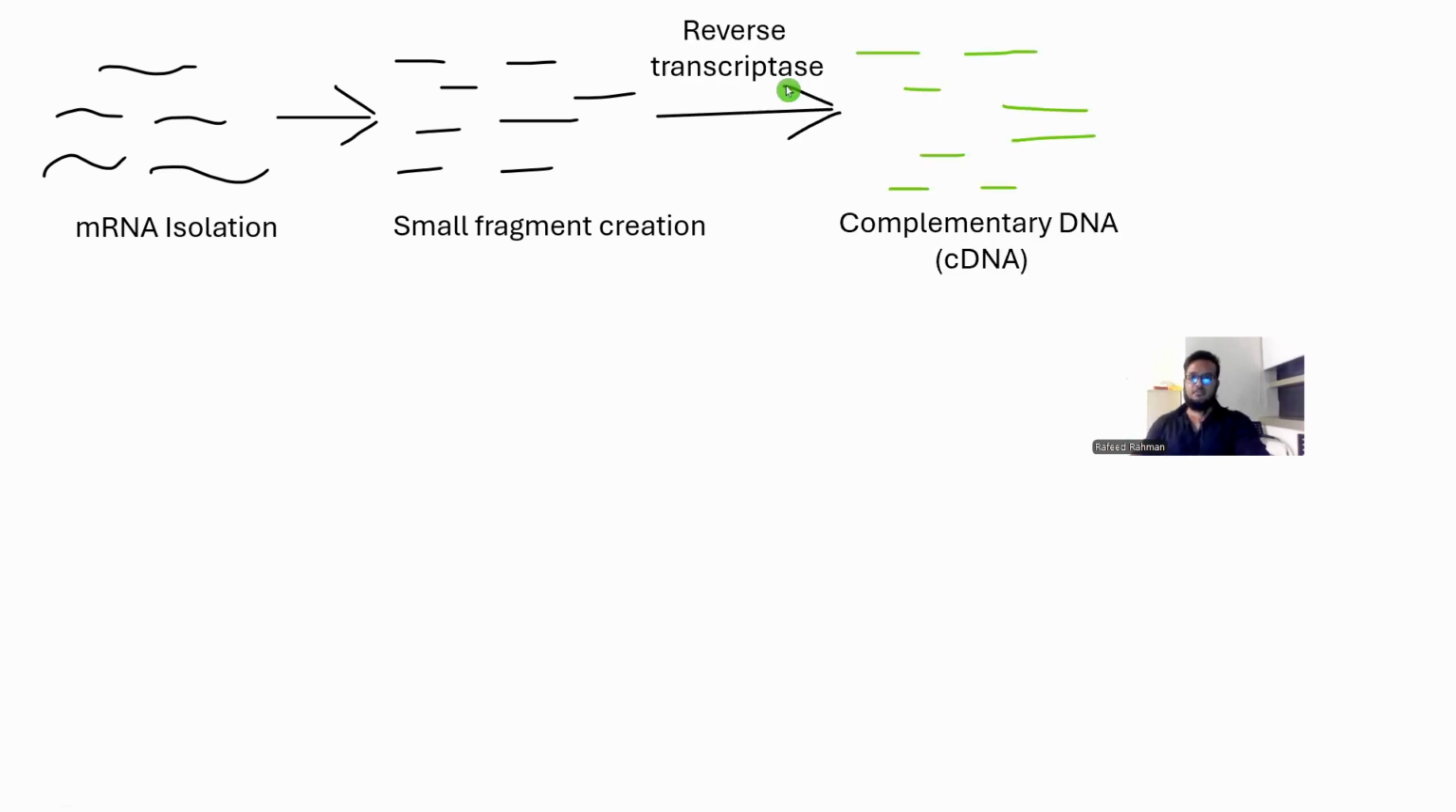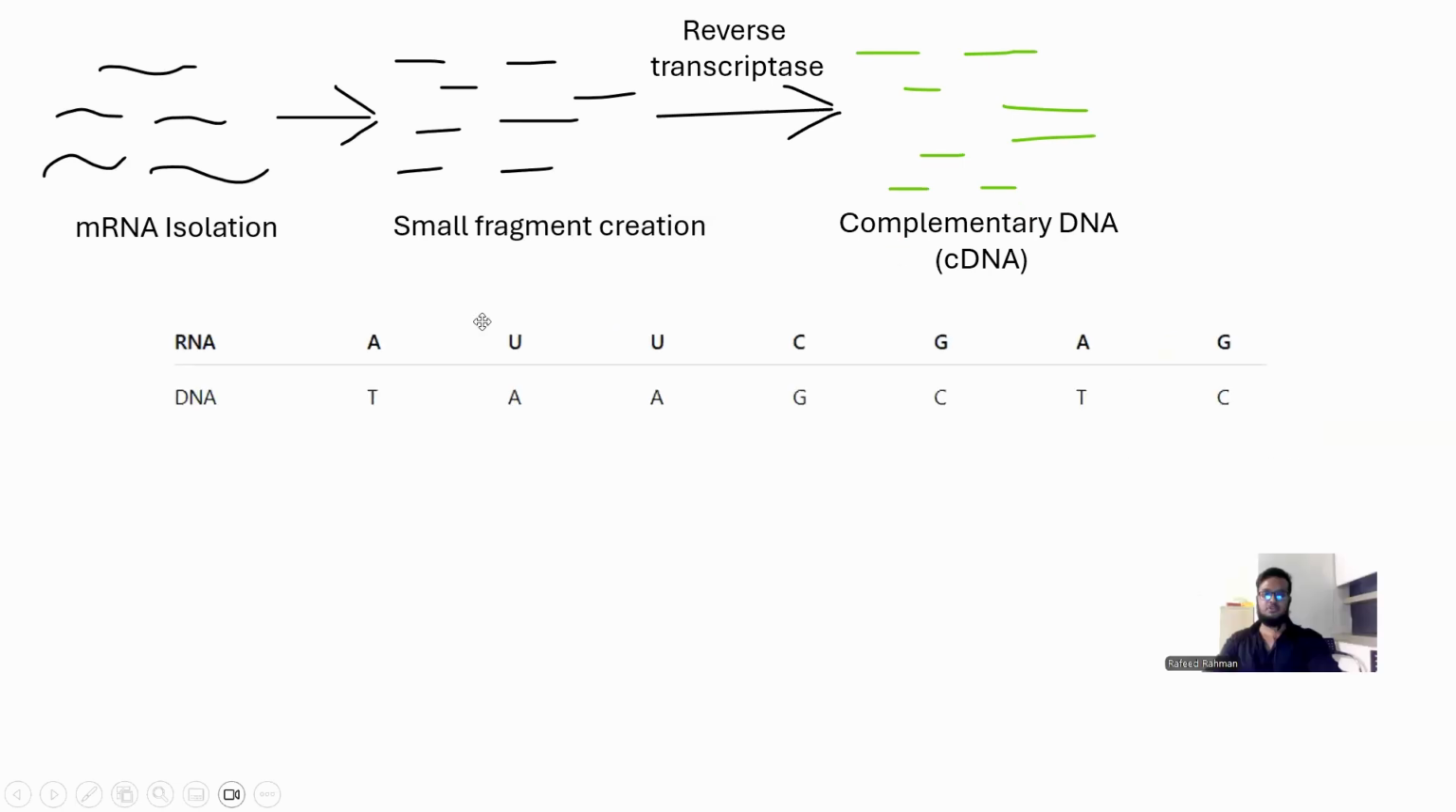The next step is very interesting. We know that the process of creating RNA from DNA is called transcription, right? But there is a process called reverse transcription, which is done using an enzyme called reverse transcriptase. If you use this, then these small RNA fragments will be converted to complementary DNA strands, which are also called cDNA. Now, why is it called complementary DNA? Look at this picture for a second.